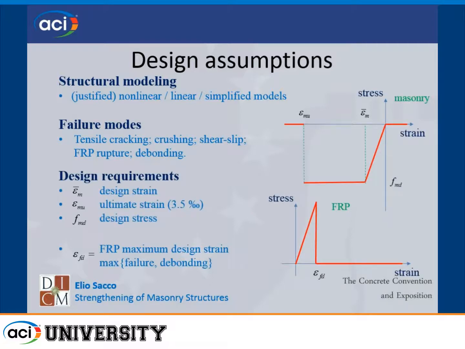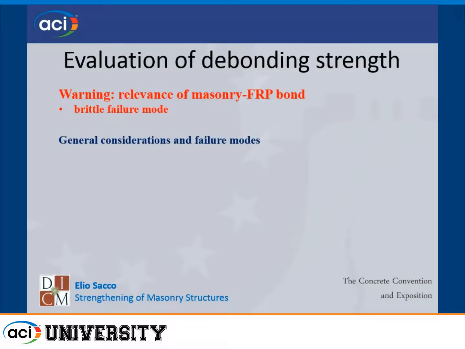Concerning the constitutive law for masonry and FRP, we can use this kind of constitutive law. That means we assume that masonry is a no-tension material with a limited compressive strength and also a brittle failure when a typical strain is reached. For the FRP, we assume that it works mainly in tension and has a linear elastic behavior until a brittle failure. Concerning the FRP bond, it is a very important problem.